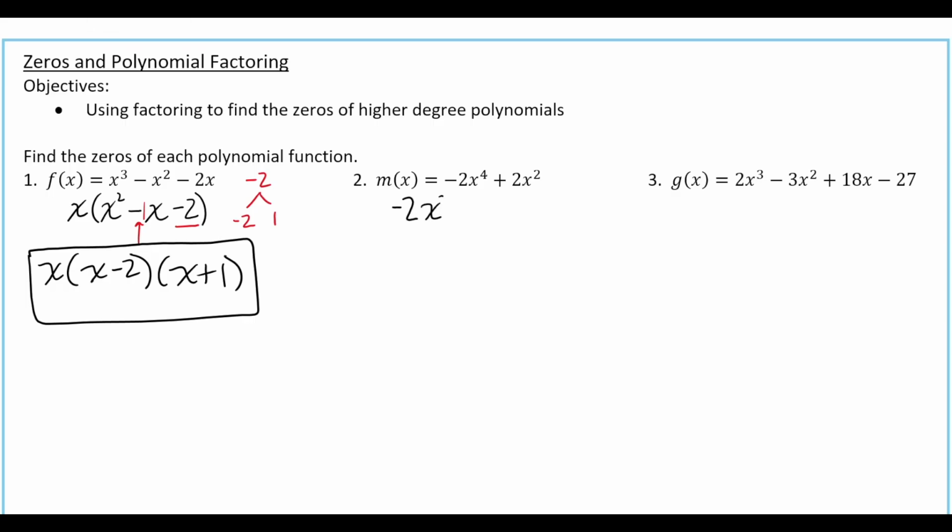I'm going to factor out negative 2x squared. So when I divide negative 2x to the fourth by negative 2x squared, that becomes x squared. Now when I divide positive 2x squared by negative 2x squared, that becomes minus 1. So we have another quadratic, this time it's a binomial, that we can factor. This is the difference of squares.